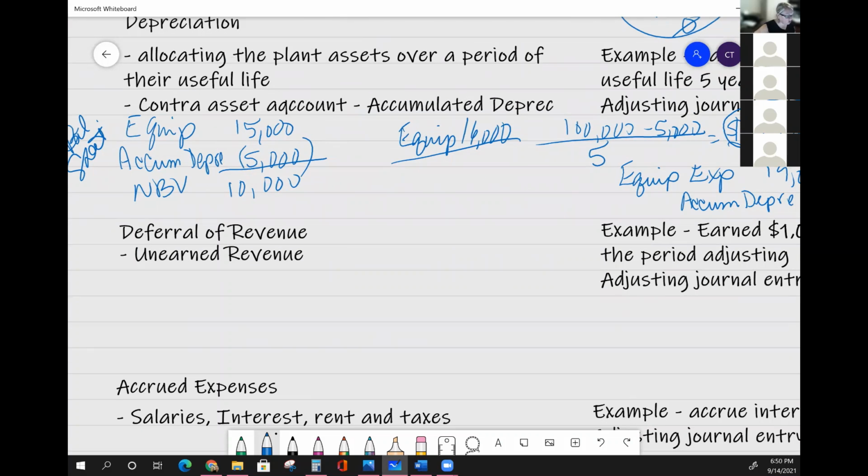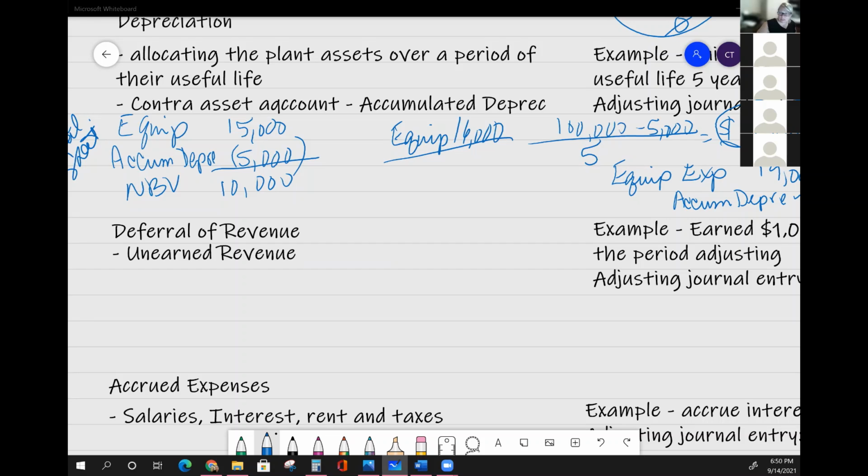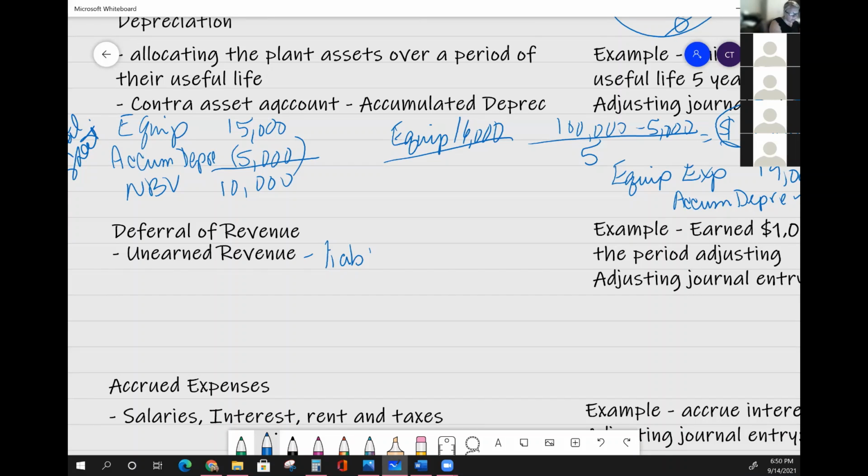Okay, we also have adjustments. We have deferrals for revenue or unearned revenue. This is where I was talking about maybe somebody paid us some money and we haven't done the job yet. We haven't sold the equipment yet. So right now we have it sitting on our books as an unearned revenue. Well, an unearned revenue is a liability account. So instead of having a debit balance, it's going to have a credit balance.